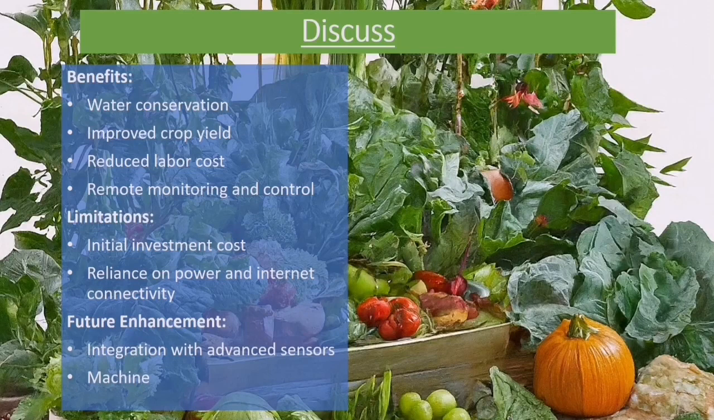Project discussion. Finally, we discuss the benefits we get from this smart system. Water conservation, improved yield, low labor cost, remote monitoring and control can be indicated. In the beginning, a high initial cost may be required. This system is mainly dependent on internet connectivity. As future improvements, we can introduce integration with advanced sensors, for example, nutrient sensor, insect hazard detection sensor, soil nutrient sensor, and drone technology can be extended.